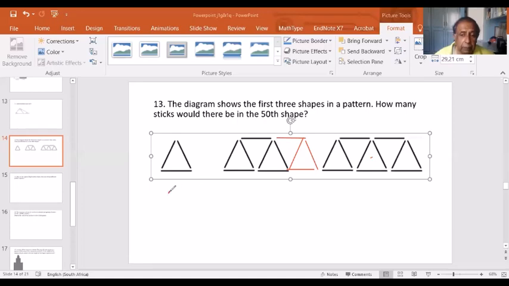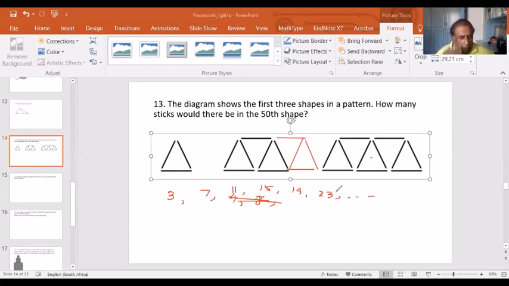We started off with 3. Then we added this shape here. This shape has got 4 sticks in it. 1, 2, 3, 4. So you added 4 to this. And then we added another 4 to get to that shape. And you keep going on like this. Keep adding 4. You're adding 4. So 3 plus 4 is 7, 7 plus 4 is 11, 11 plus 4 is 15, 15 plus 4 is 19.